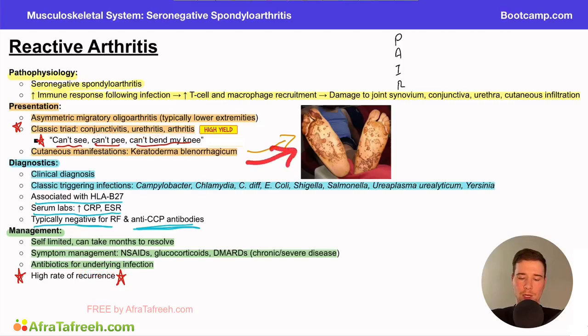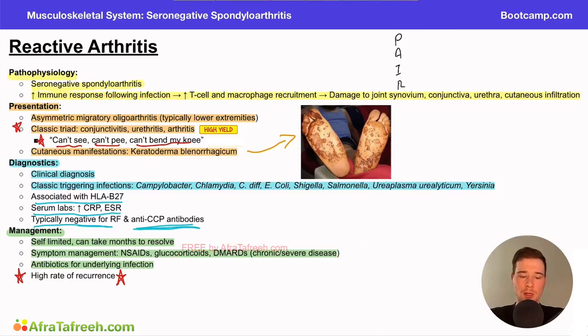And be on the lookout for this pretty unique physical exam finding as well. In general, this is a clinical diagnosis, and it's typically due to a variety of different infections that can actually trigger this pathogenesis or pathway of reactive arthritis occurring. When it comes to management here, we want to treat both the symptoms, such as the joint pain, in addition to any underlying infection with antibiotics.